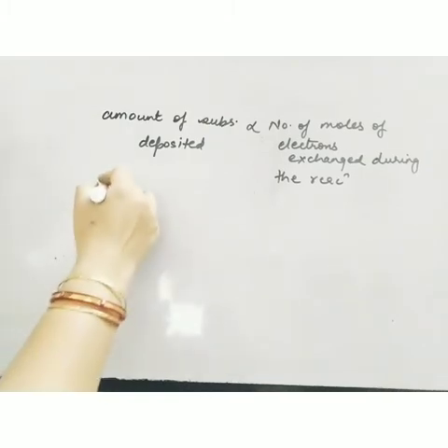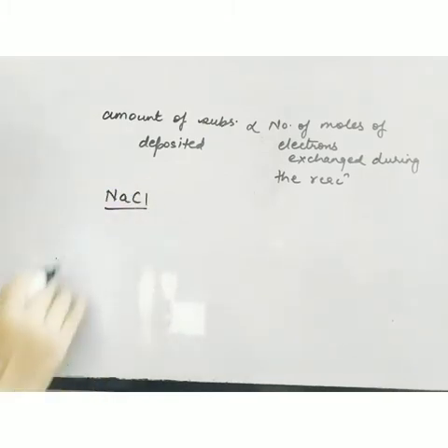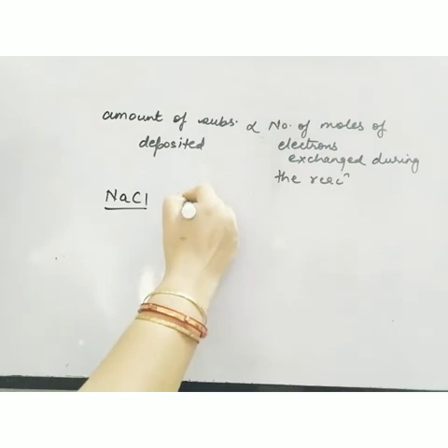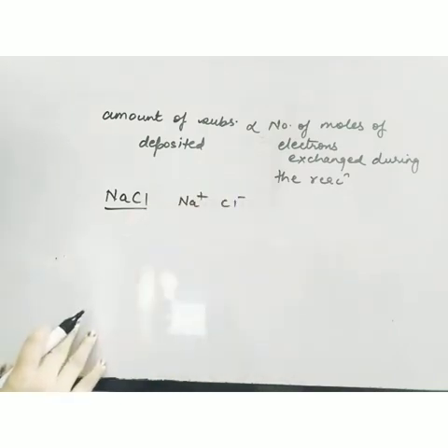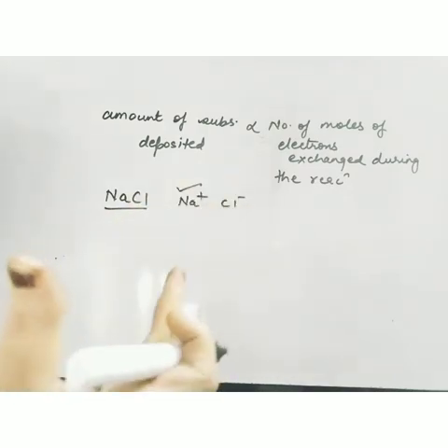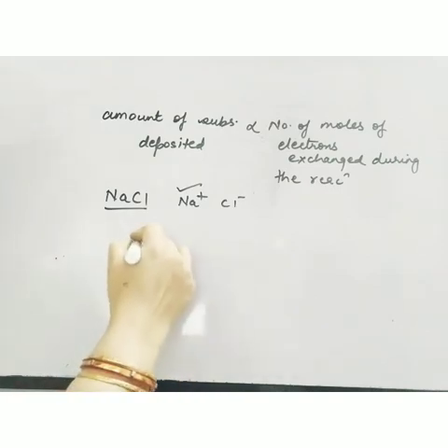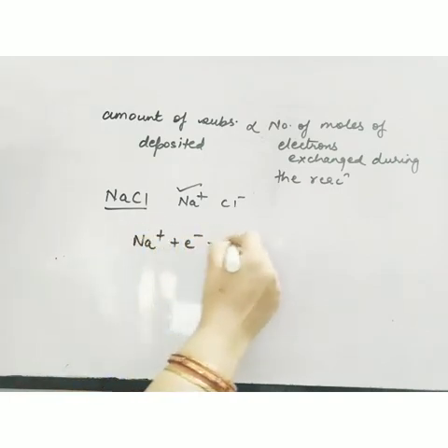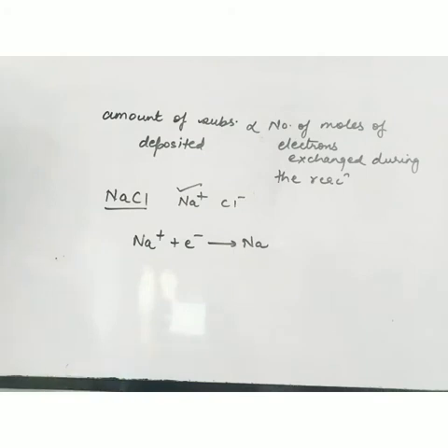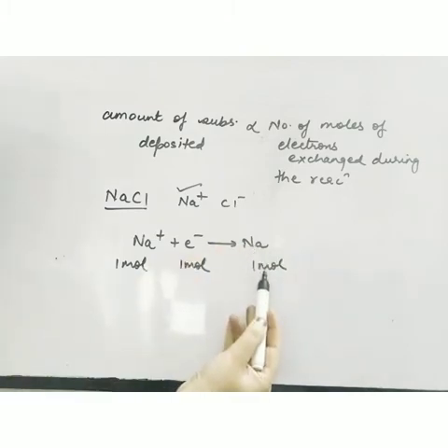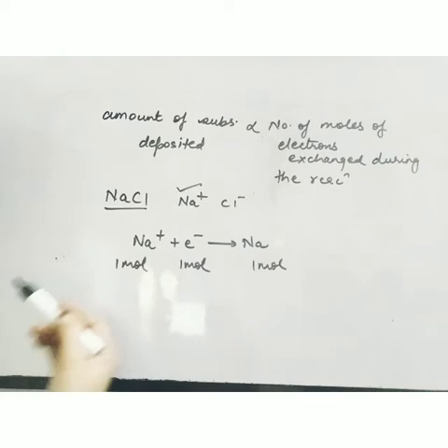We took the example of sodium chloride. Sodium chloride means Na plus and Cl minus. Suppose I want to calculate how much sodium is produced. I will write the reaction like this: Na plus plus electron gives Na. This is the reduction reaction. Now this is 1 mole, this is 1 mole, and this is also 1 mole.